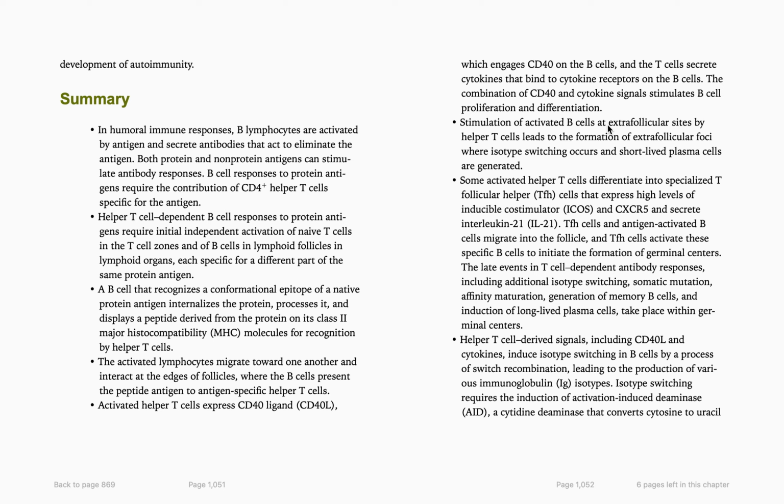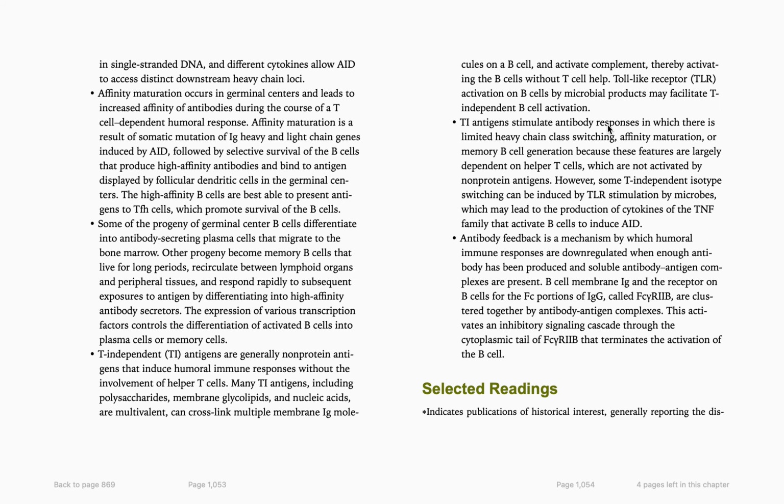Isotype switching requires the induction of activation-induced deaminase, a cytidine deaminase that converts cytosine to uracils in single-stranded DNA, and different cytokines allow AID to access distinct downstream heavy chain loci.